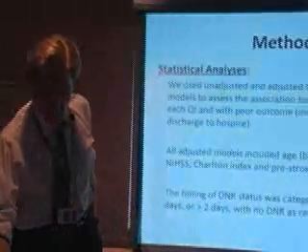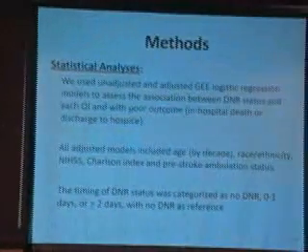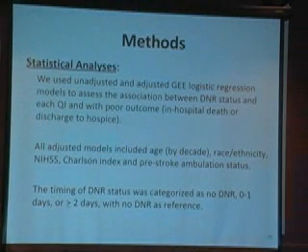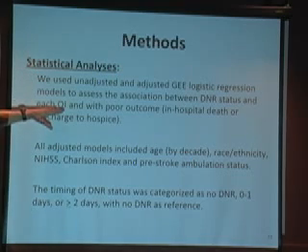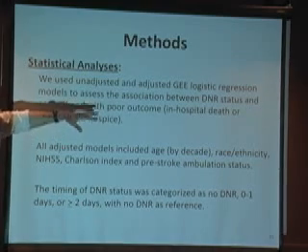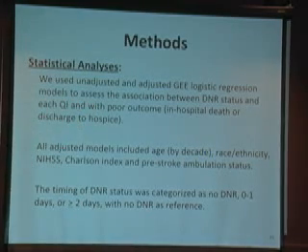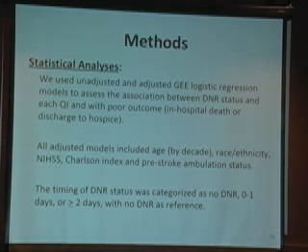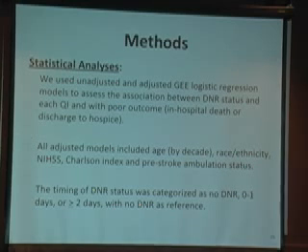So, okay, we're going to do a statistical analysis. We're going to do generalized estimating equations, logistic regression to look at the association between DNR status and both performance on each quality indicator and poor outcome. Poor outcome being defined as in-hospital death or discharge to hospice. We're going to adjust for age and race ethnicity, stroke severity, the Charlson Index of comorbidity burden, and pre-stroke ambulatory status, and we're also going to look at the effect of DNR timing on outcomes.